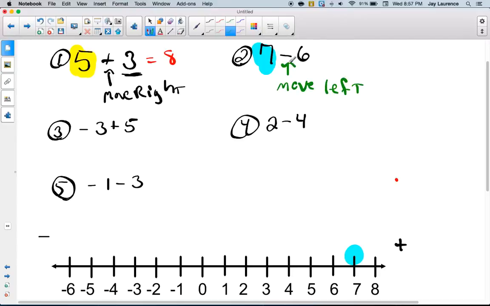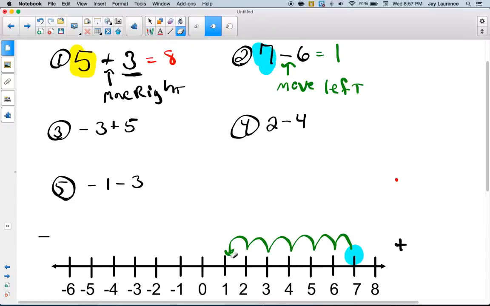How many spaces am I going to move left? 6. So I'm going to start at 7, and I'm going to move 1, 2, 3, 4, 5, 6 spaces to the left. So therefore 7 minus 6 equals 1. And again, some of you are going to think, I already knew that. I don't need to listen. Yes, you do. Because now on problems 3, 4, and 5, you can apply what we just did on these real basic problems, ones you already know how to do. So let me clear my number line. All right, here we go.